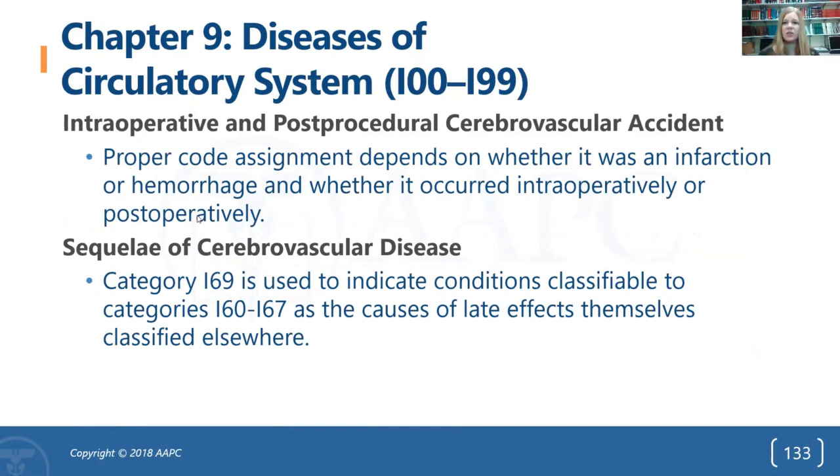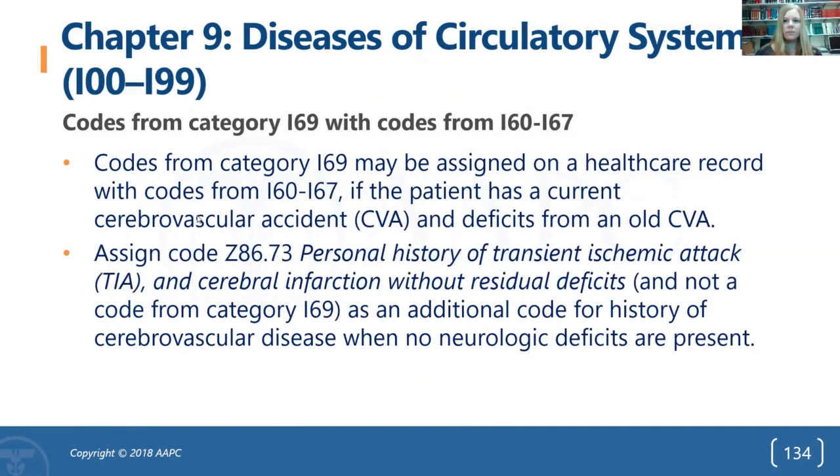Category I69 is used to indicate conditions classifiable to categories I60 through I67 as the cause of late effects, themselves classified elsewhere. The codes from category I69 may be used on a healthcare record with codes from I60 through I67 if the patient has a current cerebrovascular accident and deficits from an old one.